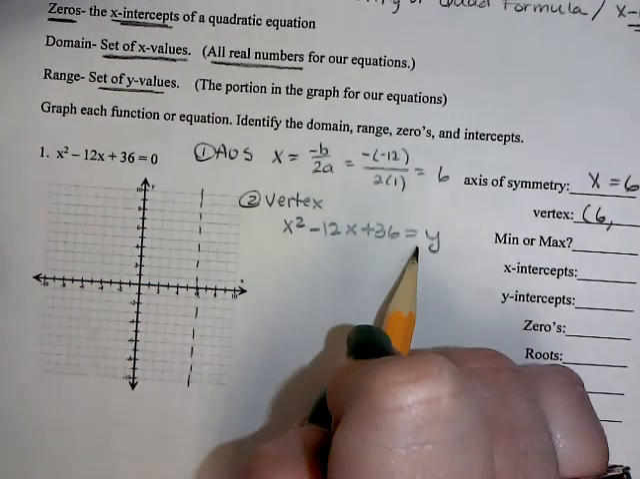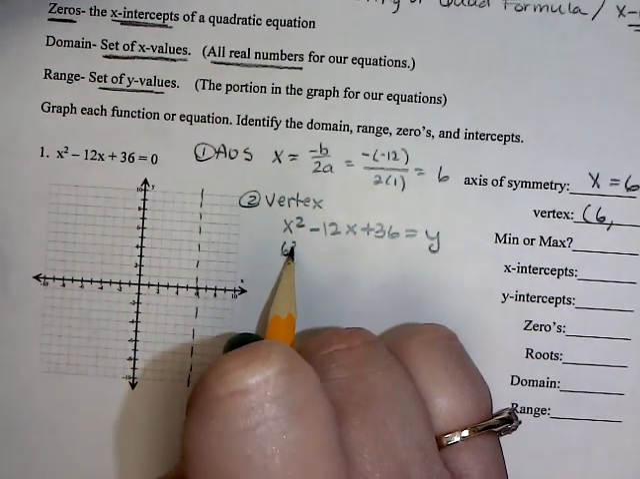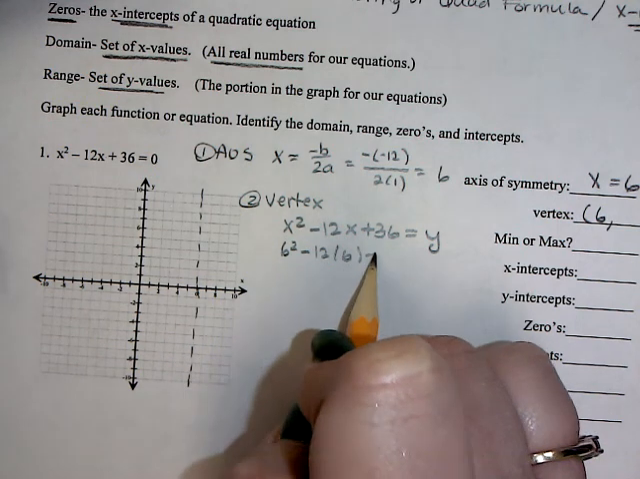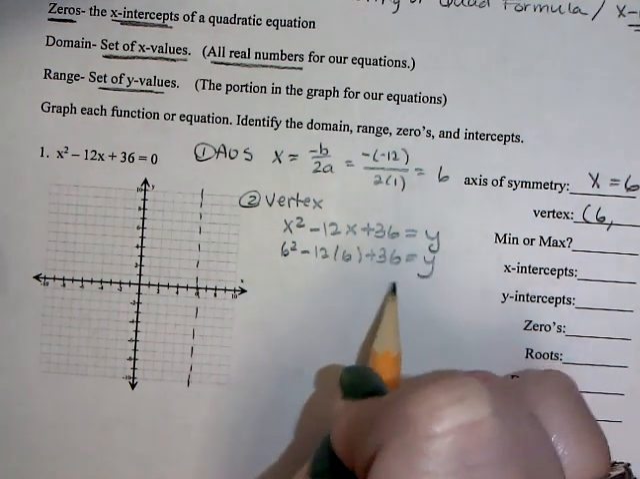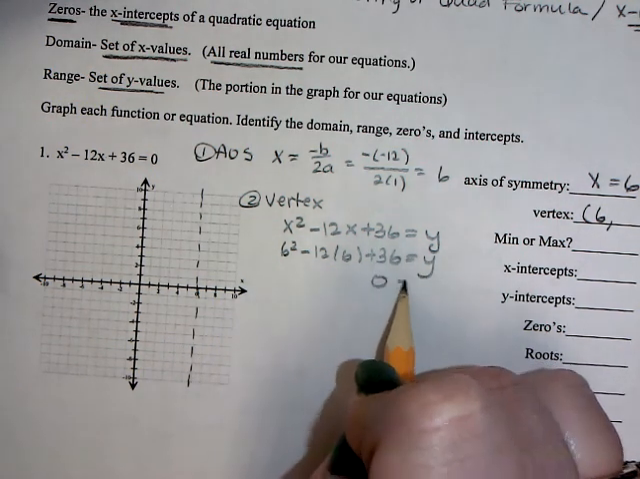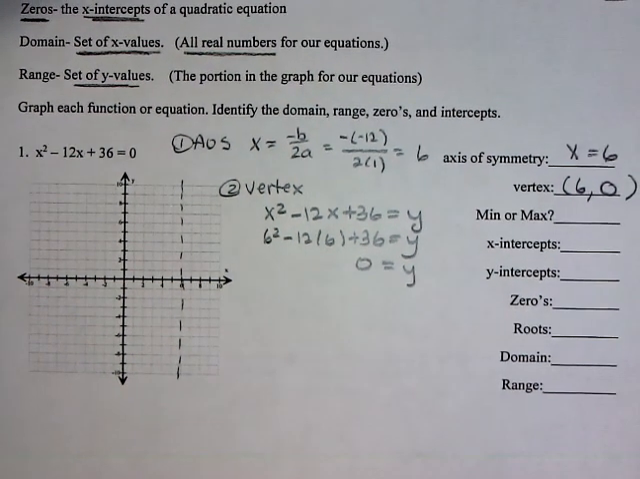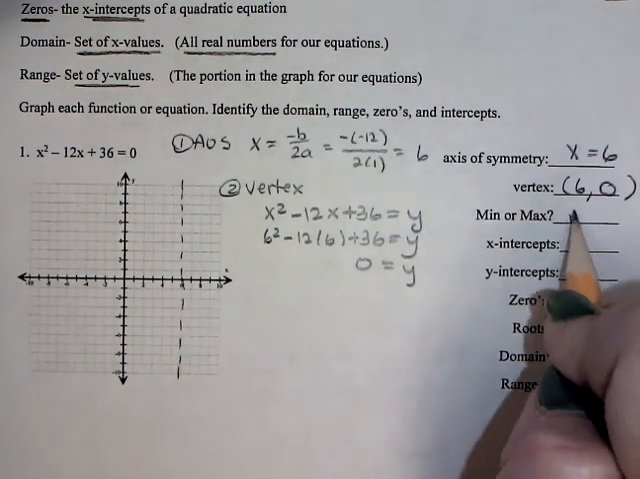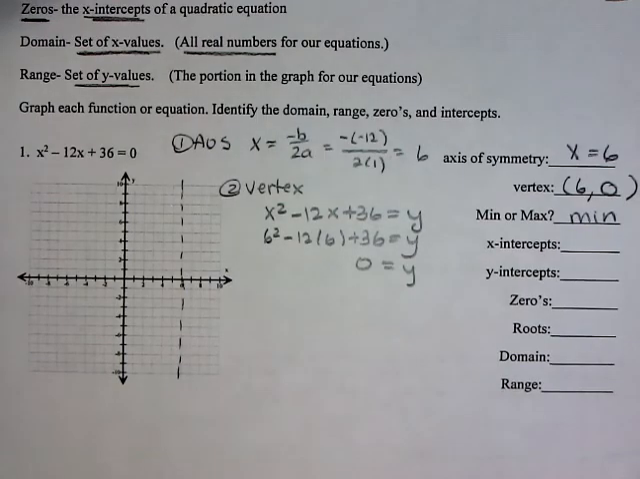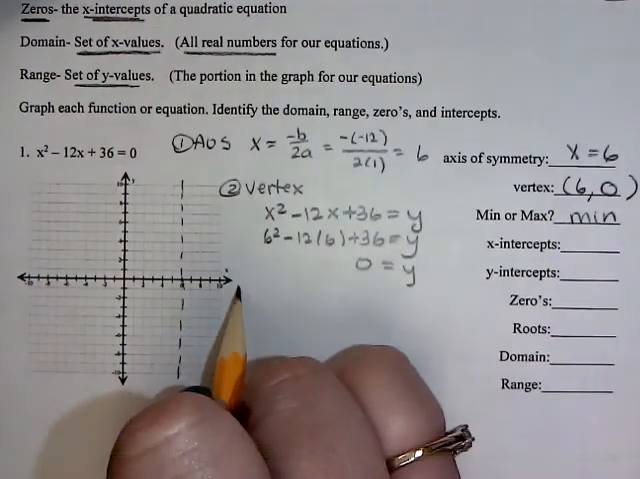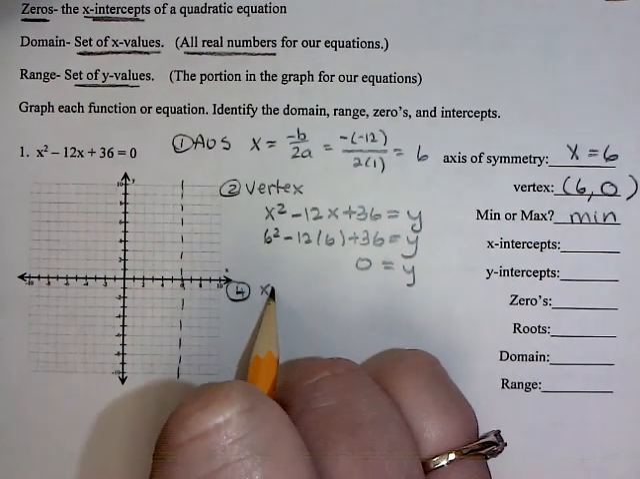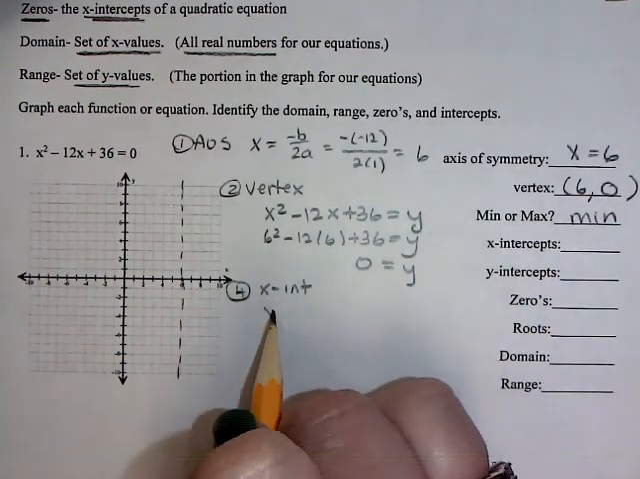So now, to go ahead and find my vertex, I'm going to plug in 6. And when I solve my equation, 0 equals y, so my vertex is (6, 0). Now I need to determine whether my graph is a minimum or a maximum. It's a minimum because my a is positive. Just got to look at the coefficient on a. So now the fourth thing, my x-intercept, just like before.